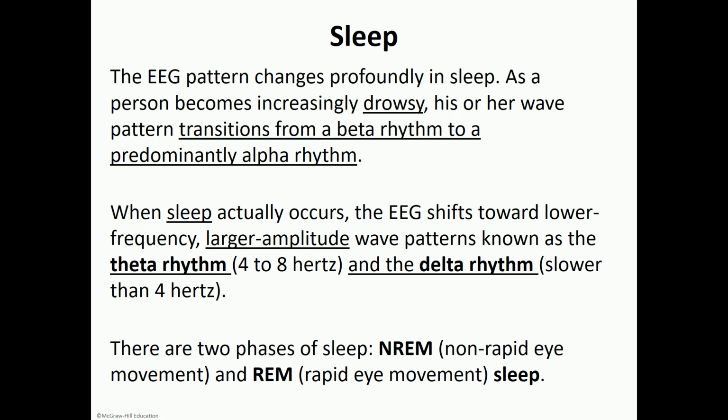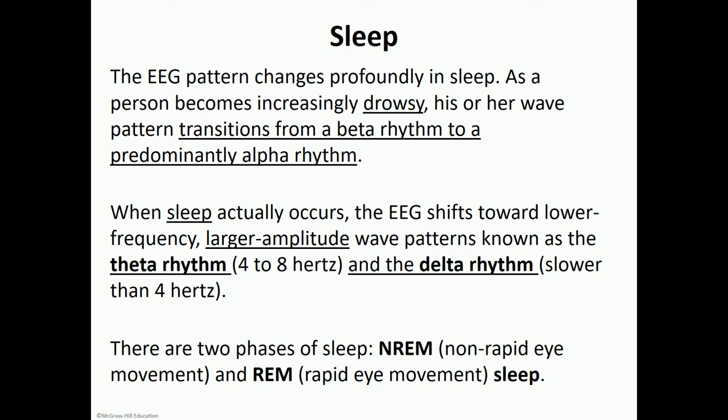So let's talk about sleep, because these waves are going to change into different waves when we fall asleep. The EEG pattern changes as we go to sleep. As you become drowsy, your beta waves, which are the ones present when you're focusing and paying attention to things, are gradually going to change into predominantly alpha waves. Now, when you start actually falling asleep, you are going to start getting these newer waves, known as theta and delta waves. Theta waves are larger in amplitude, and delta waves are slower than the theta ones.